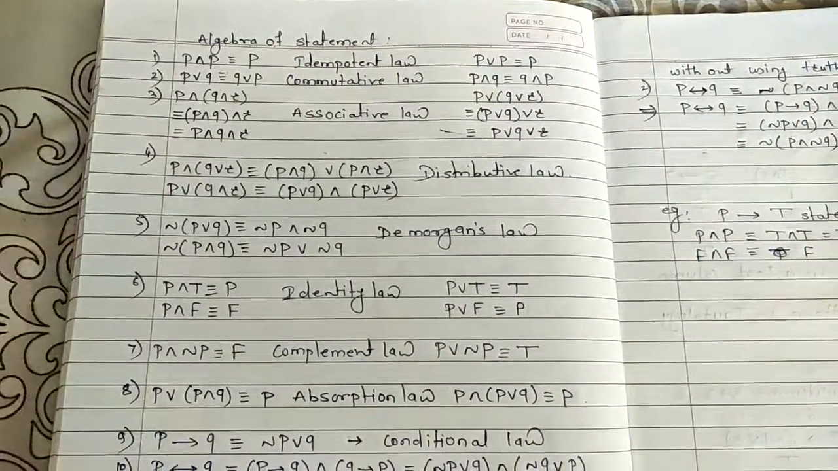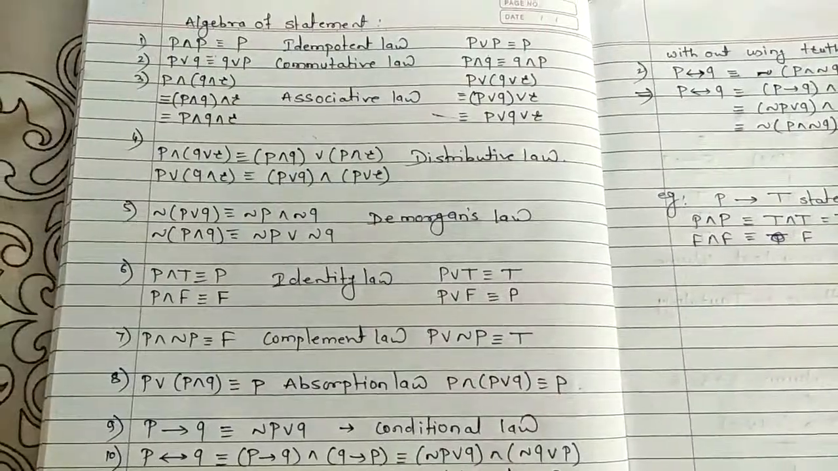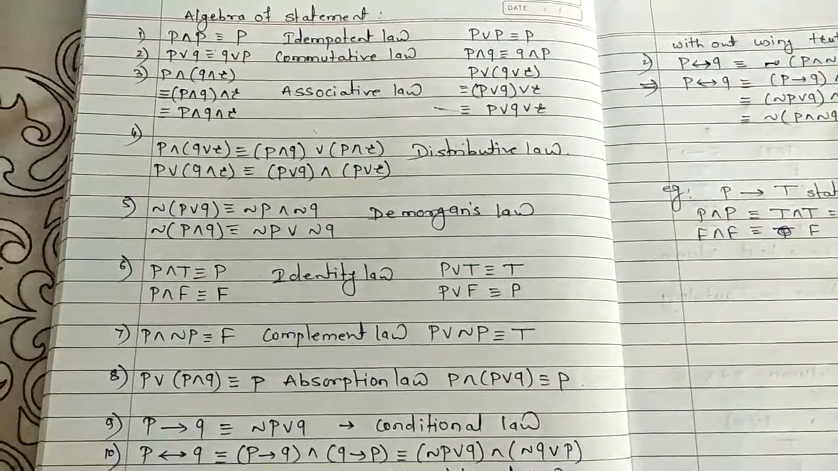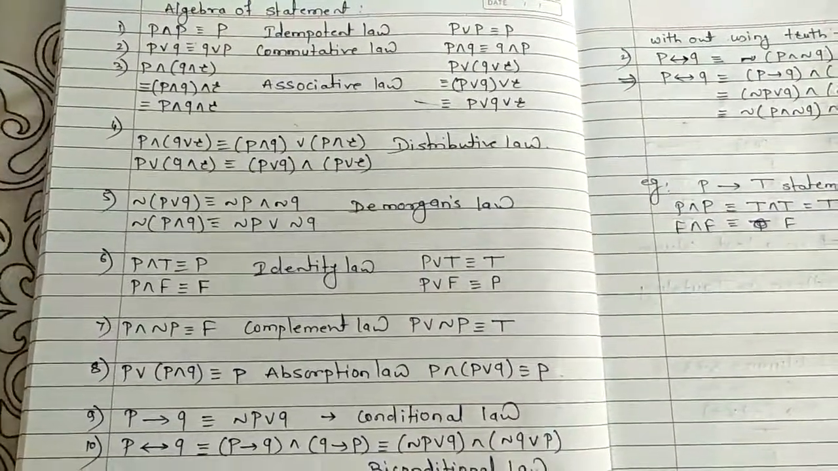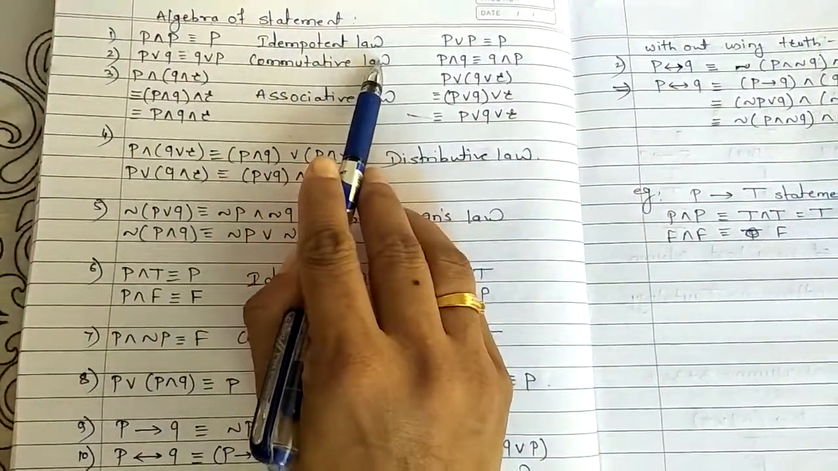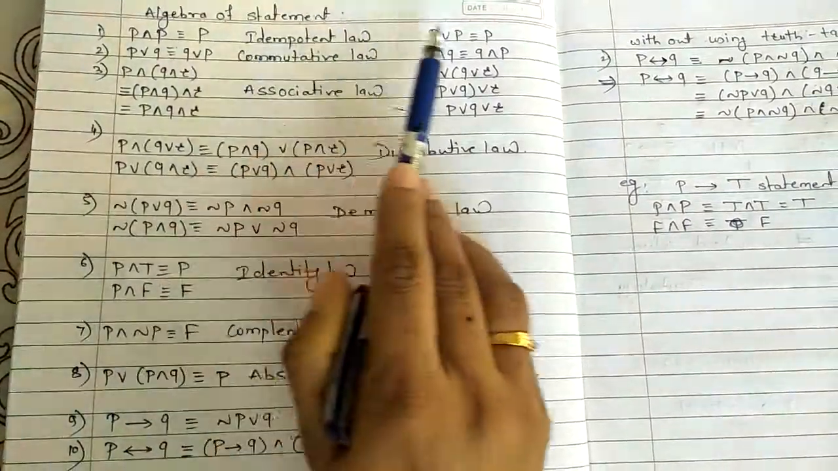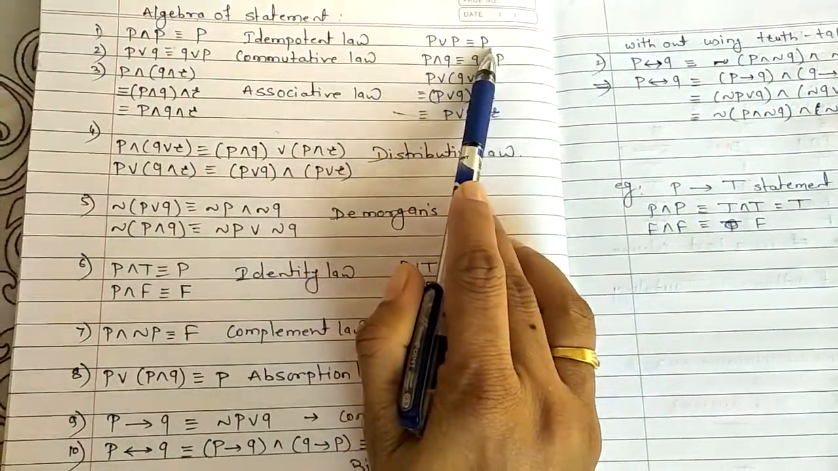Let us start the next point, algebra of statements. In algebra of statements, we learn the laws of mathematical identities. The first law is the idempotent law. The idempotent law means P and P is P. Also, P or P is P.